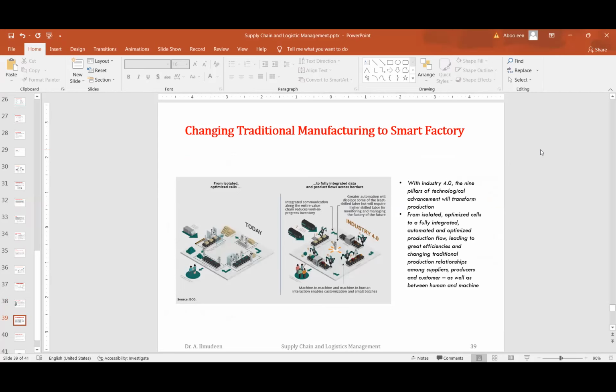But in the case of the smart factory, with Industry 4.0, the nine pillars of technological advancement will transform production.